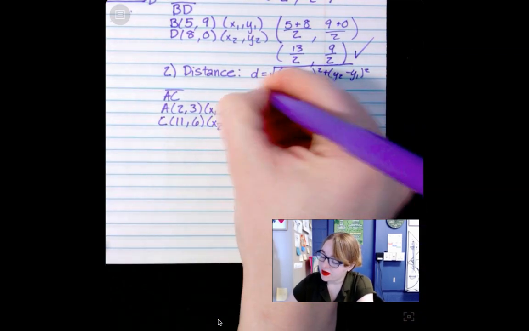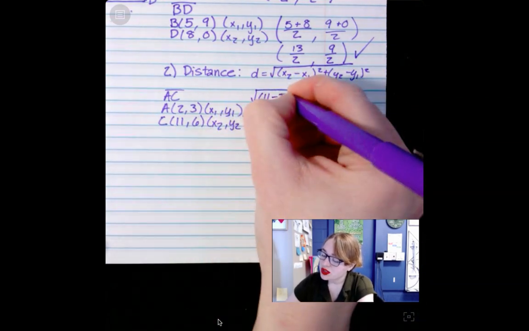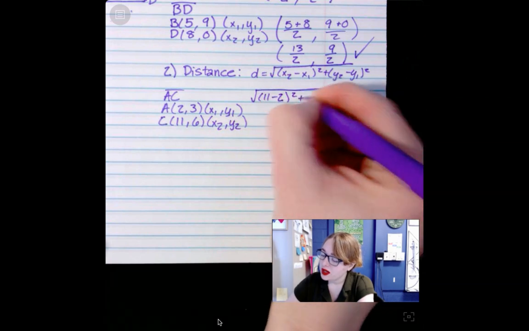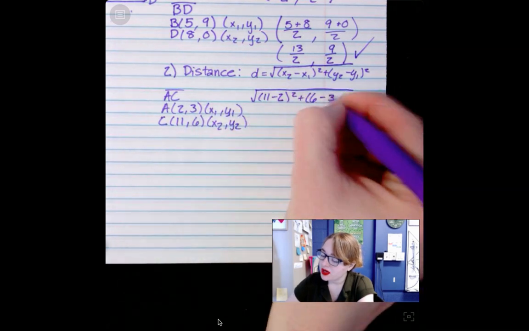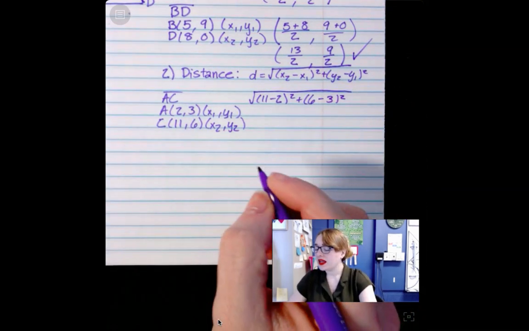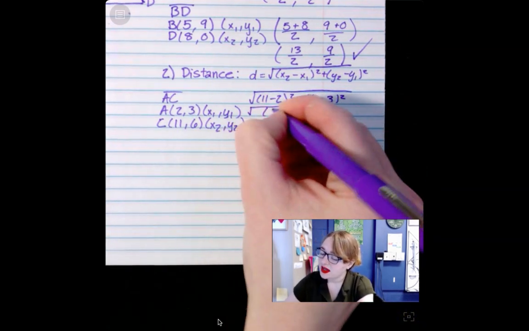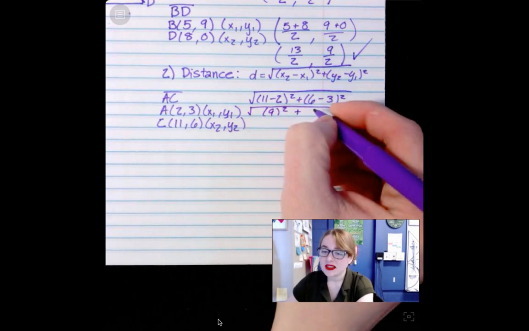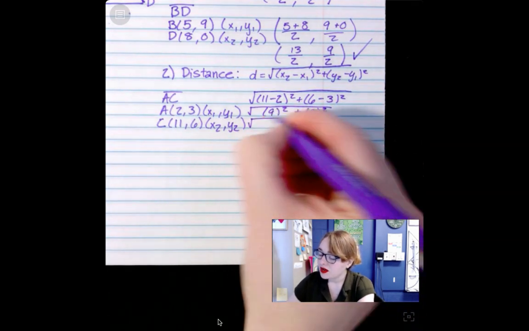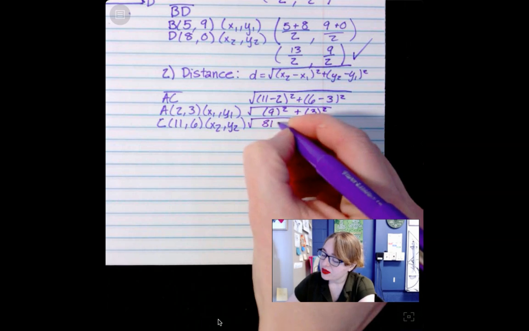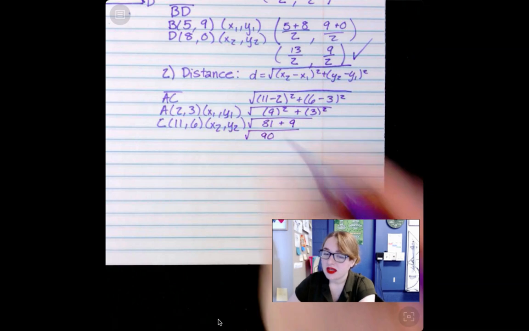So we have the square root of x2, which is 11, minus x1, which is 2 squared, plus y2, which is 6, minus y1, which is 3 squared. Okay, so simplifying here, 11 minus 2 will give us a 9, and that is going to be squared in just a second here. And then 6 minus 3 gives us 3, which is going to be squared as well. 9 times 9, or 9 squared, gives us 81, and 3 times 3 gives us 9. We add these together, we have the square root of 90.